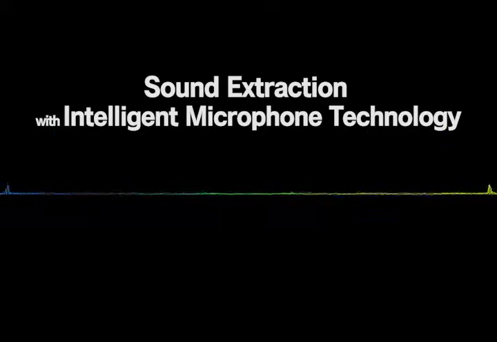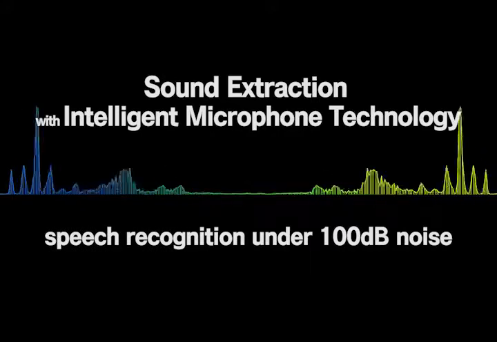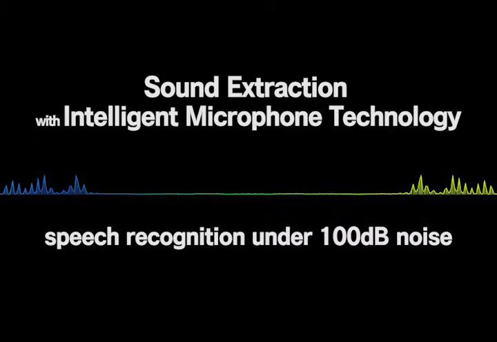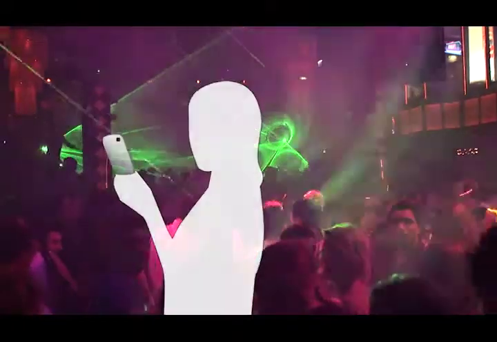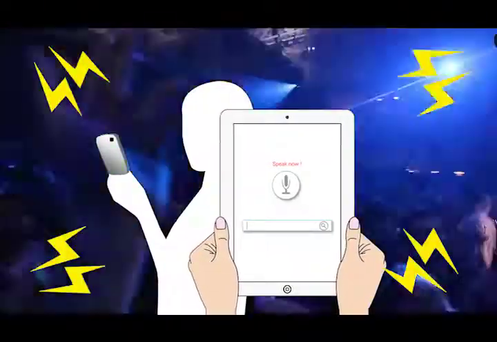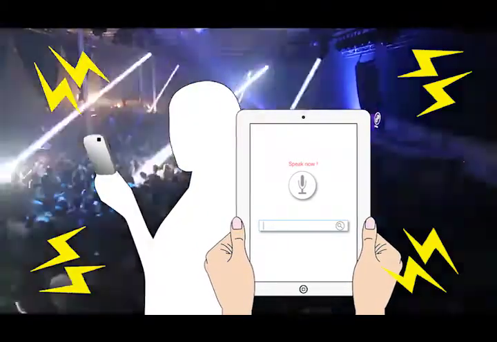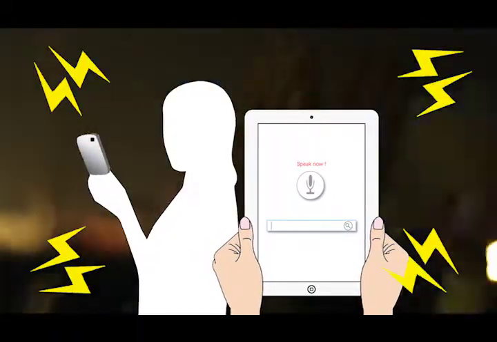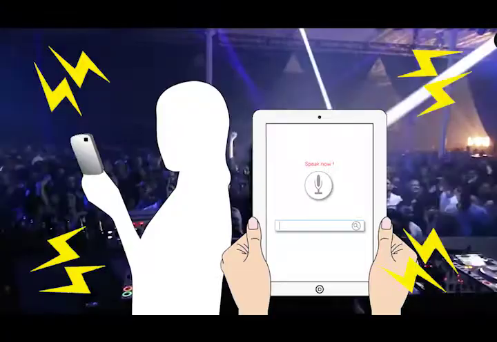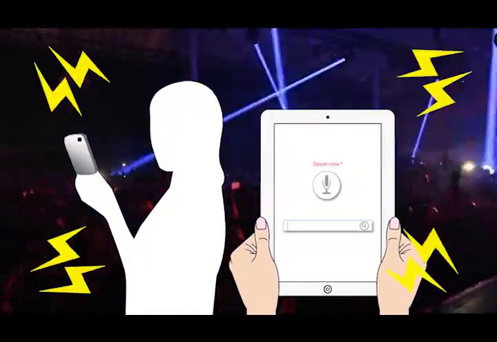Sound extraction with intelligent microphone technology. Speech recognition under 100 decibel noise. Have you ever felt inconvenienced in a noisy circumstance because your smartphone or computer tablet won't hear your voice? NTT's intelligent microphone technology enables it to be heard and recognized by extracting the sound coming from a specific direction.